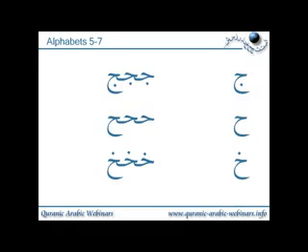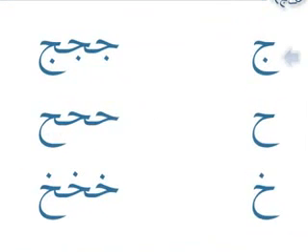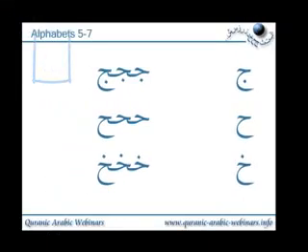The next set of letters, alphabets 5 to 7, is Jim, Ha and Kha. And you can see here they all follow the same sort of pattern. They can join to the next letter and can be joined to the previous letter. Again, look for the dots. The Jim will have one dot underneath it. The Ha will have no dots underneath it. And the Kha will have one dot above. So in all cases they've just taken the top of the letter, or they draw the whole letter if it's written at the end of a word.